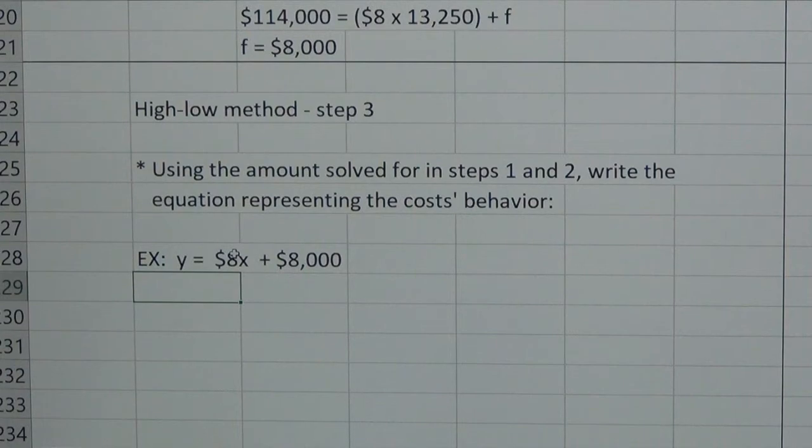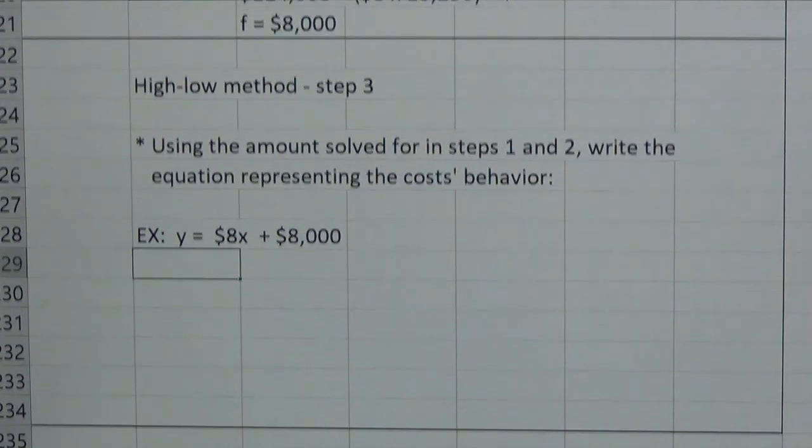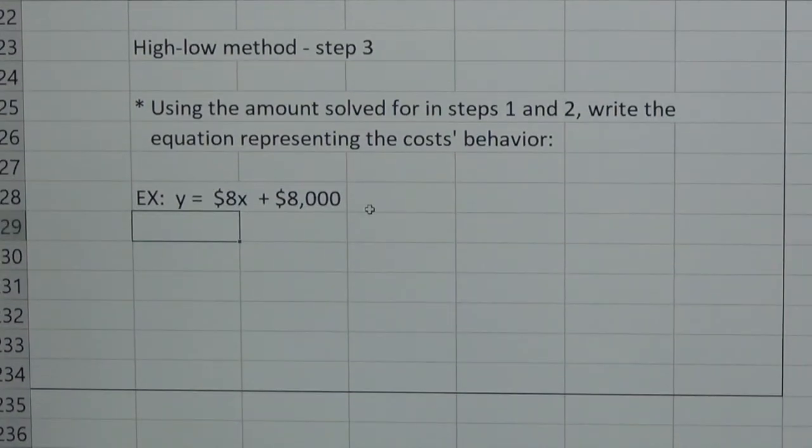The example is y equals 8x plus 8,000. The 8 represented the variable cost per unit that we figured out in step number 1, and then plus the 8,000. 8,000 is our fixed portion that we figured out in step number 2.